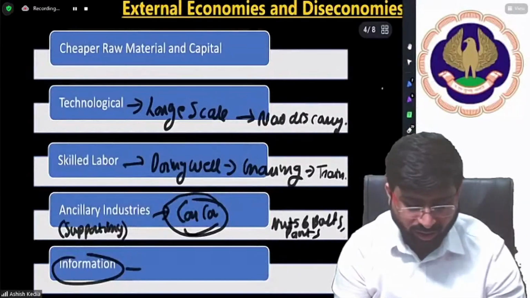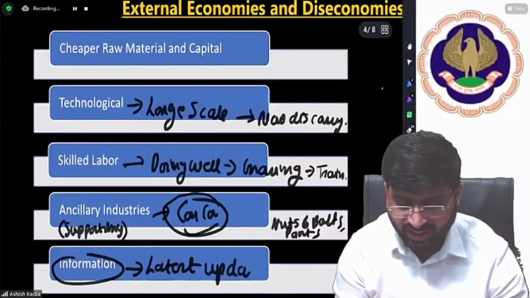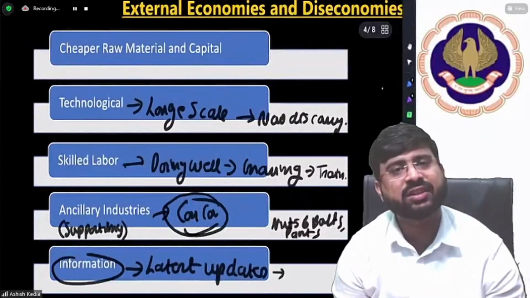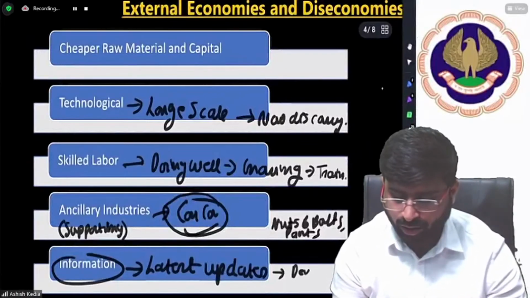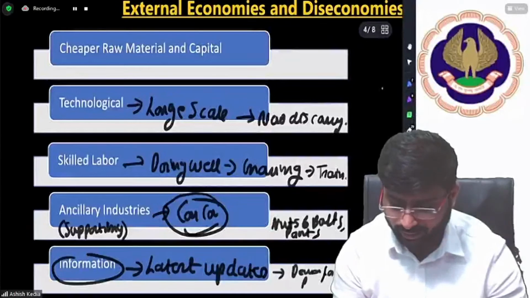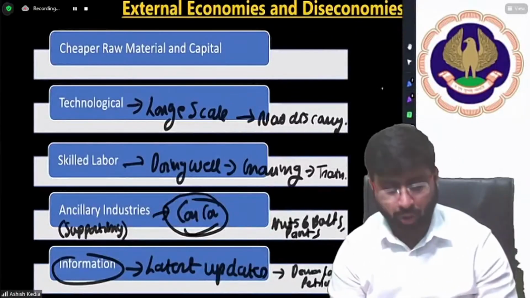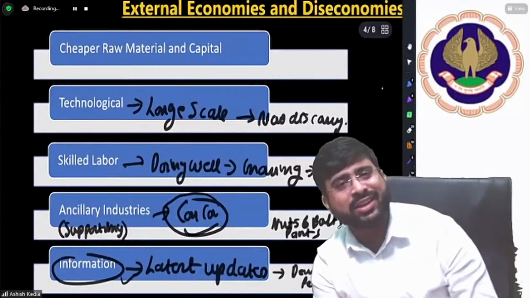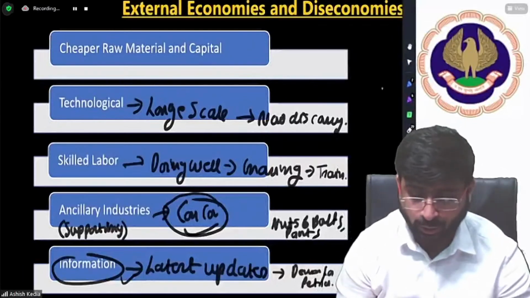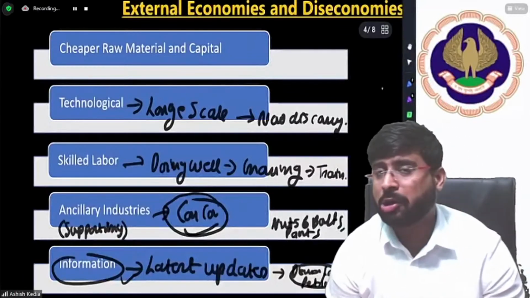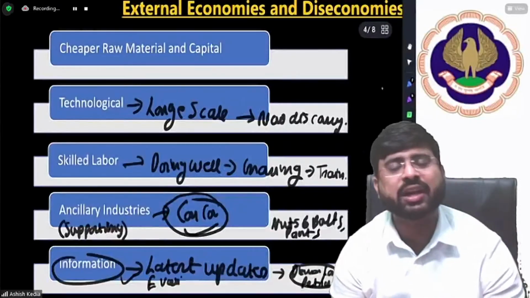See, information is basically about latest updates. Since latest updates are available to businesses, suppose a latest update is that demand for petrol will rise. Now companies dealing with petrol may start acting accordingly. Or the companies producing electric vehicles will start thinking, oh my god, petrol's price will increase, so let's start production of electric vehicles once again.